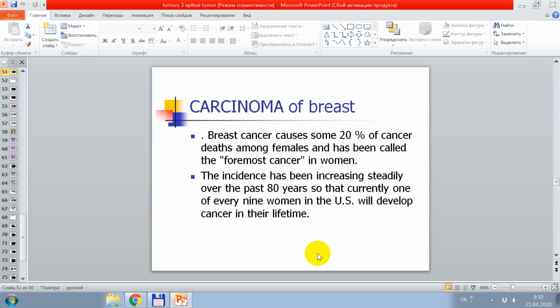Carcinoma of breast. Breast cancer causes some 20% of cancer deaths among females and has been called the foremost cancer in women. The incidence has been increasing steadily over the past 80 years, so that currently 1 of every 9 women in the USA will develop breast cancer in her lifetime.